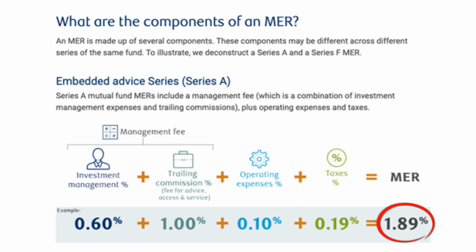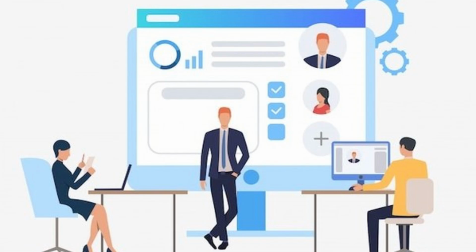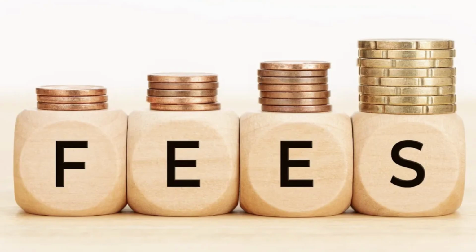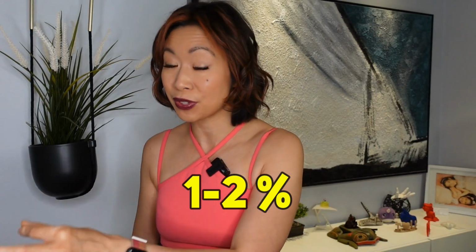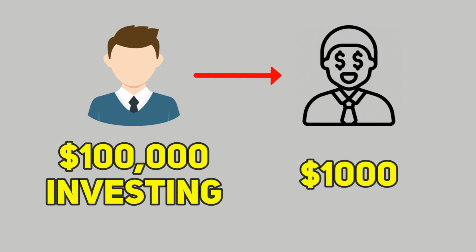So why are management fees so expensive? It's because you have different components you're paying. You're paying for taxes. You're paying for human managing the account. You're paying for service fees. You're paying for expenses. And that means it can range from 1 to 2%. So at a bare minimum, for every $100,000 you invested, that's $1,000 that's going to a human being.